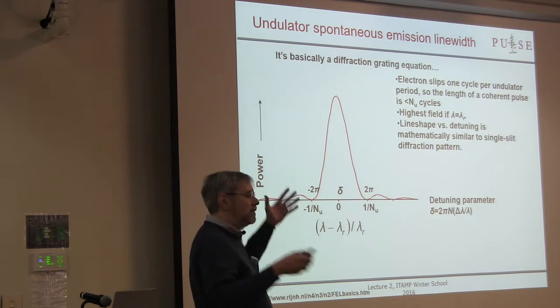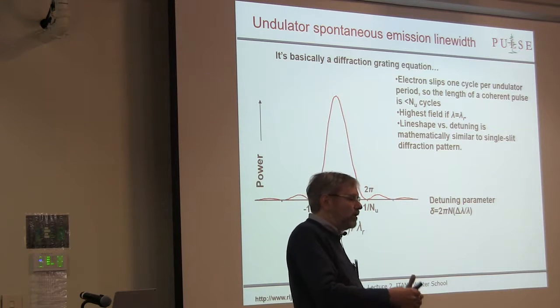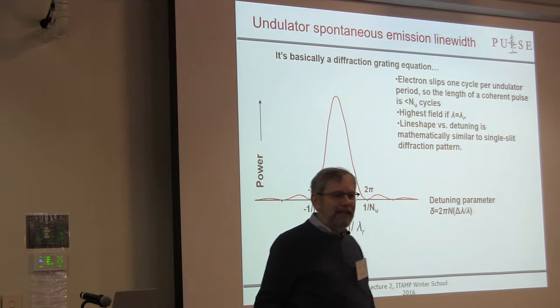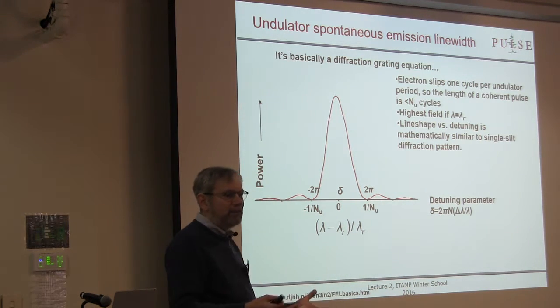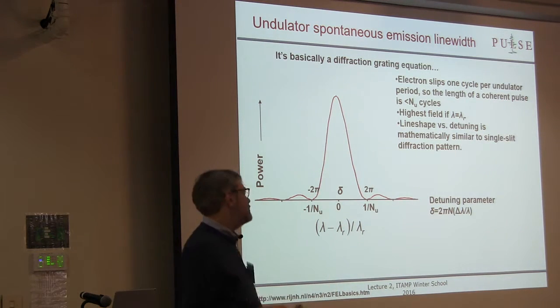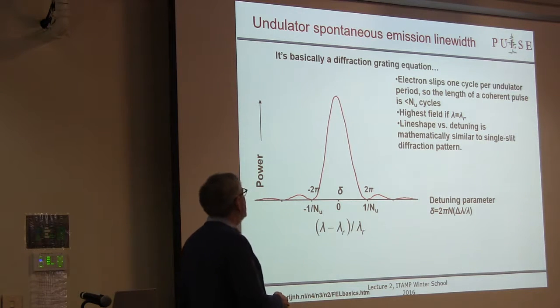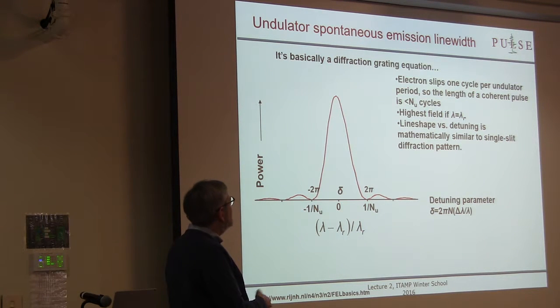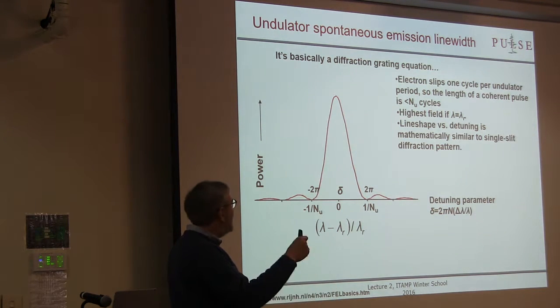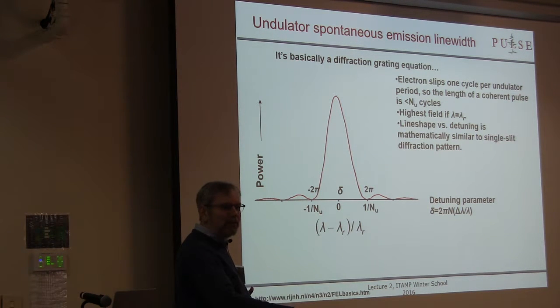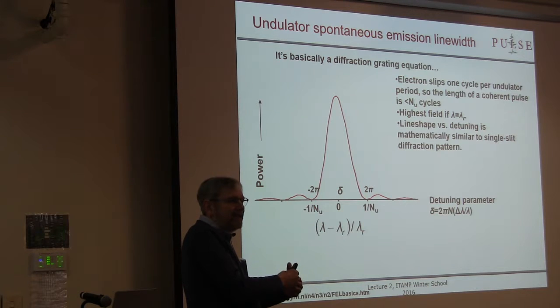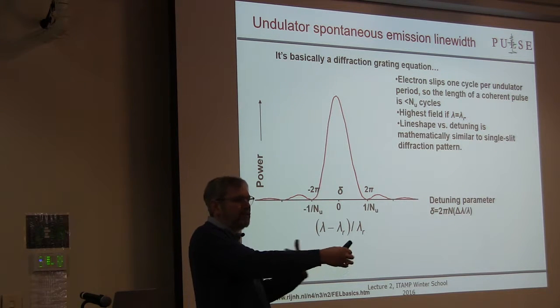Okay, so now we get to do all of this wonderful doing something periodically N times and adding it up coherently physics, which I think of as diffraction grating physics, or multiple slit diffraction pattern physics, right? It's basically just a diffraction grating equation. The electron slips one cycle per undulator period, so the length of a coherent pulse that you make has to be at most N cycles long, where N is the number of periods. You slip one period every cycle. By the time you get out of the undulator, you've slipped N periods.